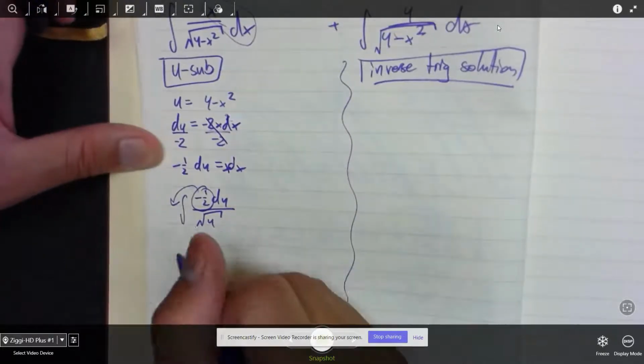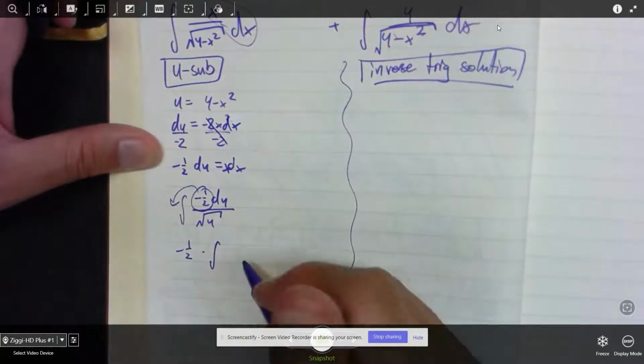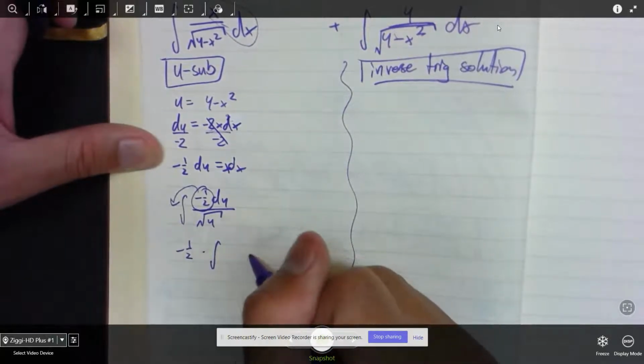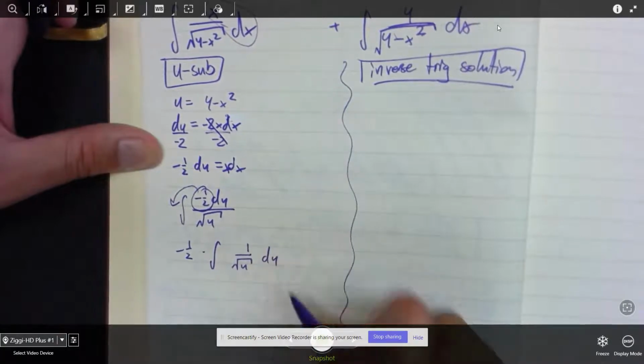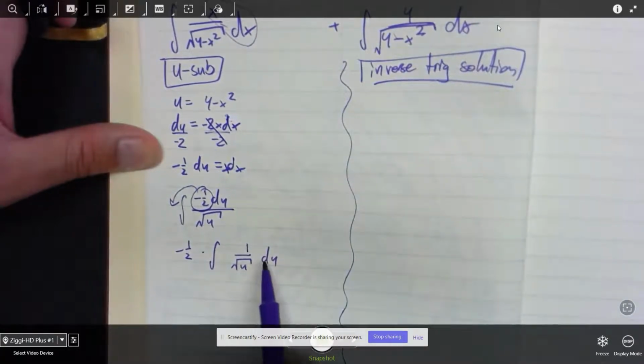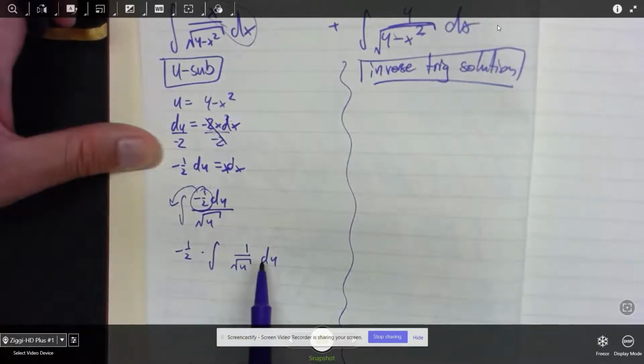So now you can have negative 1/2 times the integral of, I'm going to split this part, 1 over the square root of u with respect to du. I'm going to separate this out, okay, because the du is not really going to help in this position, so I'm going to move it out, and it's the same thing. It doesn't lose any of its inherent value. It's still the same. These are equal, okay, if I write it this way.